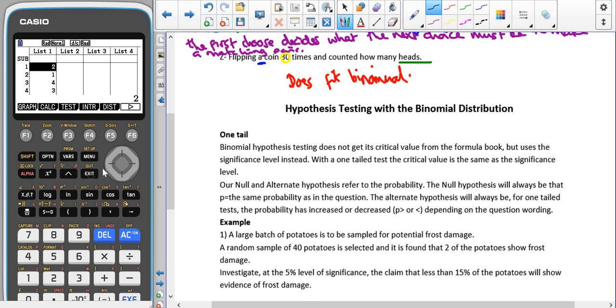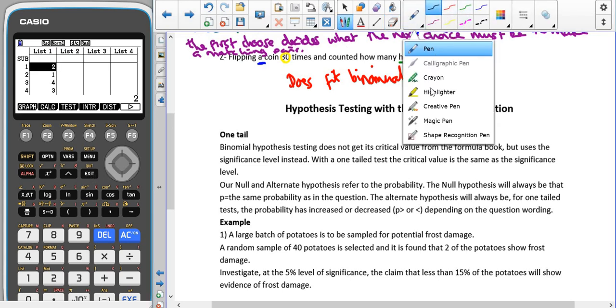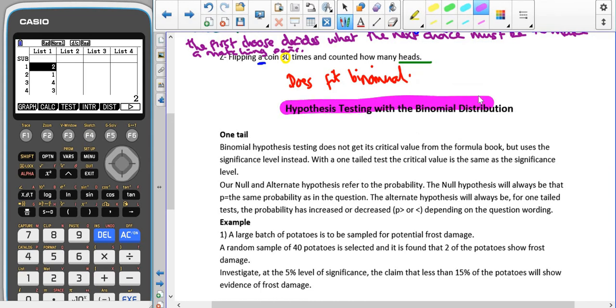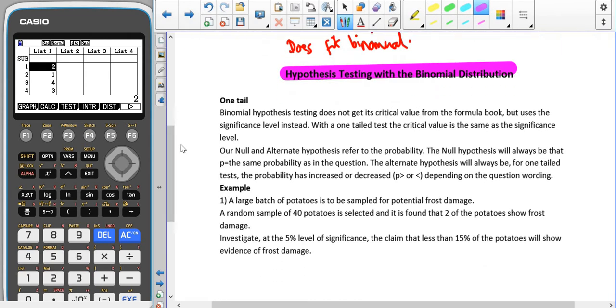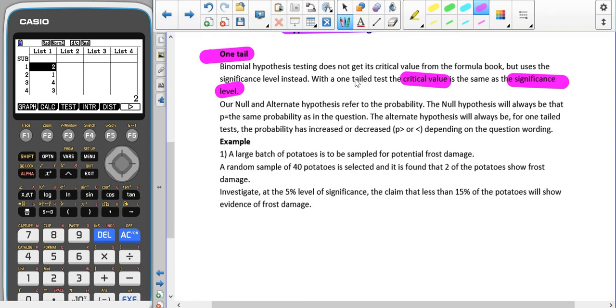So now we're going to have a look at hypothesis testing with the binomial distribution. And just as we've had in previous hypothesis tests, this one has a one-tail and a two-tail. So we're first going to have a look at one-tail binomial hypothesis tests. This time we do not get our critical value from the formula book. Instead, we're going to use the critical value as the significance level in a one-tail test. This is only in one-tail tests.